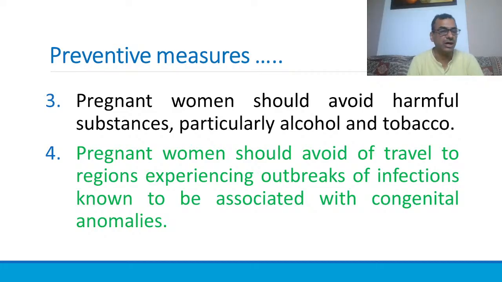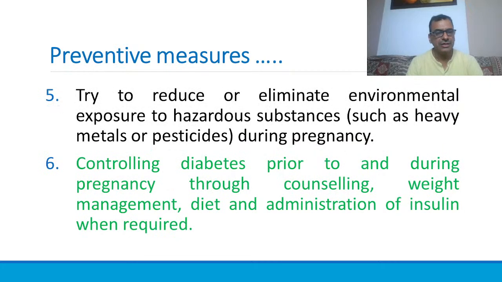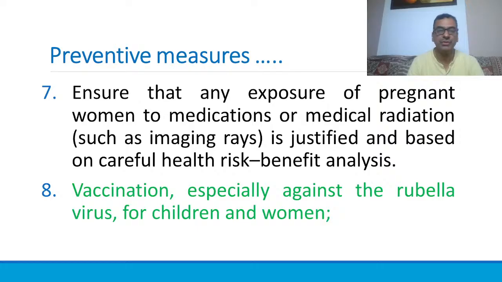Pregnant women should avoid harmful substances, particularly alcohol and tobacco. Pregnant women should avoid travelling to regions experiencing an outbreak of infections known to be associated with congenital anomalies, and that we have already discussed. Try to reduce or eliminate environmental exposure to hazardous substances such as heavy metals, pesticides, etc. during pregnancy. Controlling diabetes prior to and during the pregnancy through counseling, weight management, diet, and administration of insulin when required. So this is also a preventive measure.